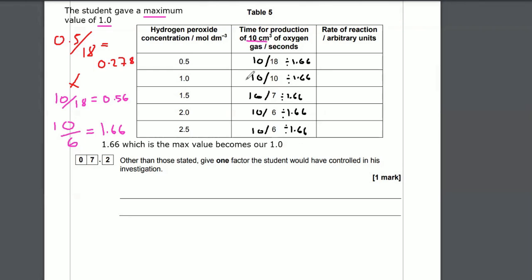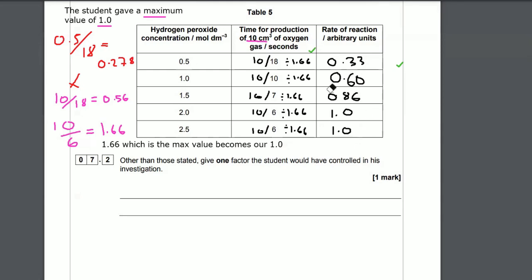So you're going to do 10 over 18 divided by 1.66, 10 over 10, which would normally be 1, but that can't be our maximum value because we've been told the 1.66 is equal to 1. So these are the values you get when you do 10 centimeter cubed of oxygen over the time taken to find centimeter cubed per second, and then you make them all relative to a rate where 1.66 is actually 1.0 in AU for rate of reaction, and that's going to get you the second mark.